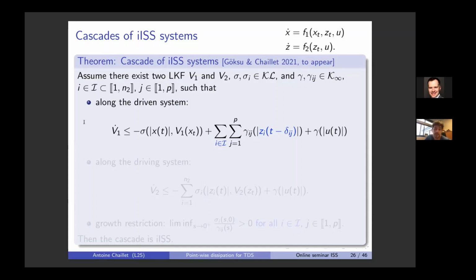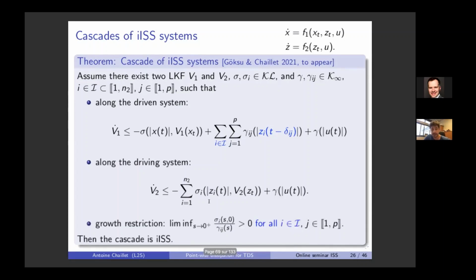Okay, so this essentially requires integral ISS of the first system. In the same way, this requires integral ISS of the second system, and once again we have a KL dissipation rate in terms of the Z variables. Okay, and so this is not enough to conclude integral ISS of the cascade. But a sufficient condition for it to be integral ISS is this growth rate condition: that the sigma I, so the dissipation rate of the second subsystem, dominates the input rates of the first system around 0. That's what this lim-inf means, just a domination condition around 0.